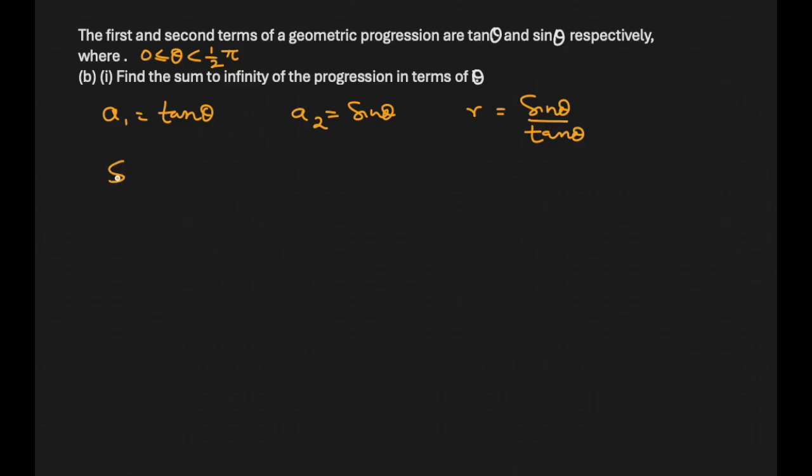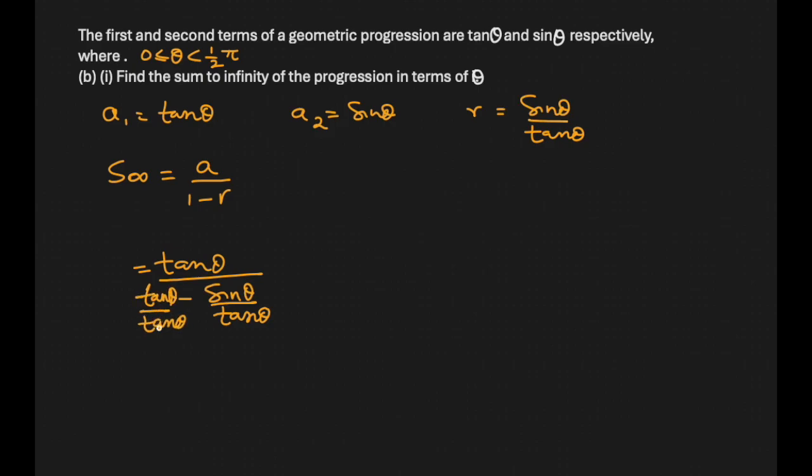Sum to infinity is the first term over 1 minus r, the common ratio. And we have everything. tan theta is our first term. And the common ratio is sine theta over tan theta, so 1 minus sine theta over tan theta. So let's make it a fraction again. So it will become tan theta over tan theta. We can write it 1, right? So that the denominators here are same. This tan theta can be written as tan theta divided by 1.